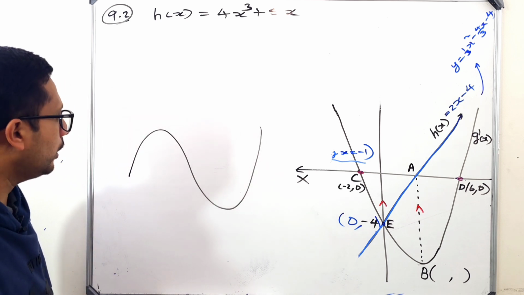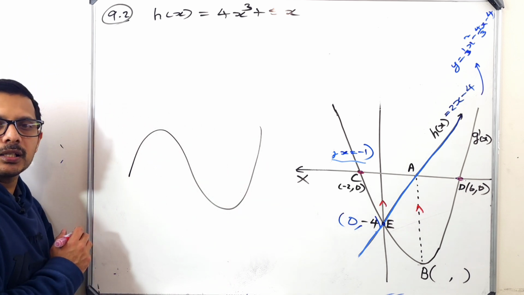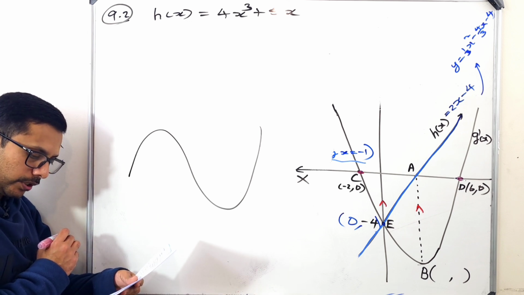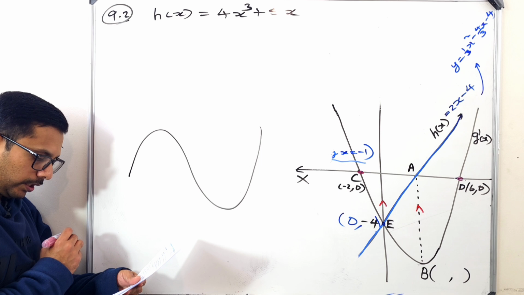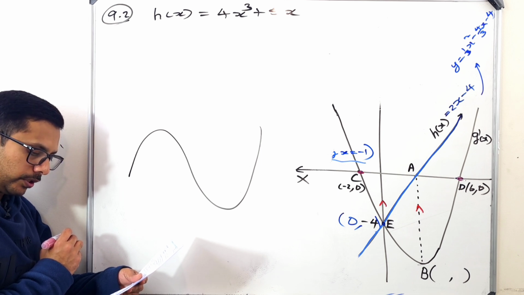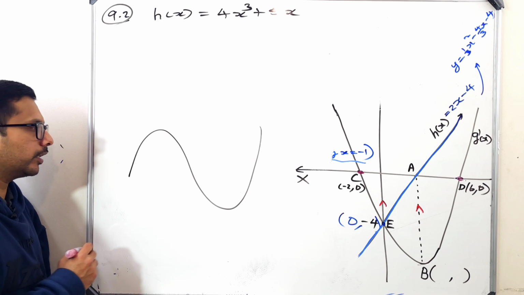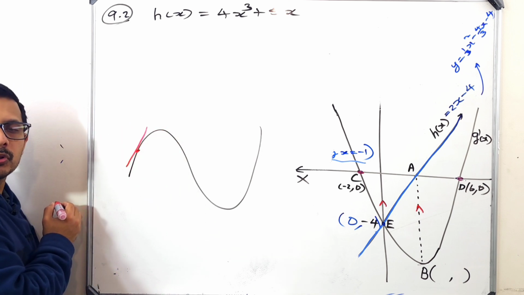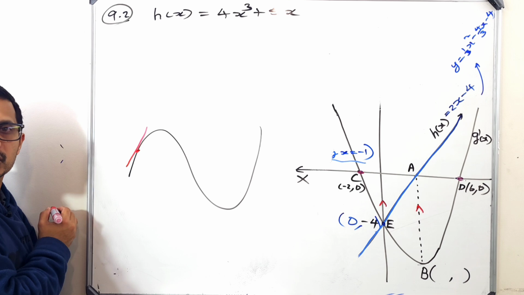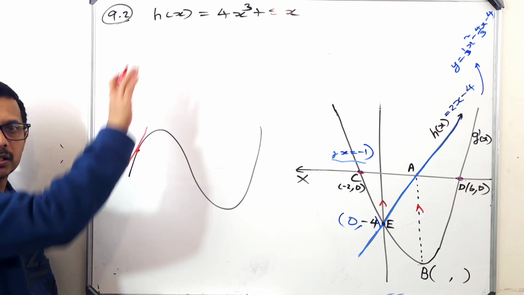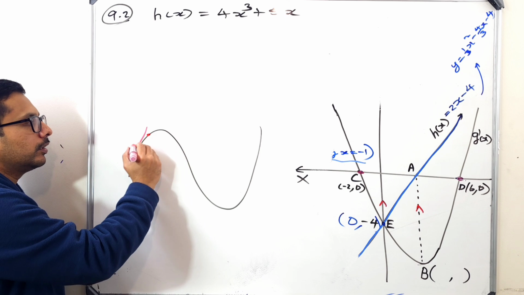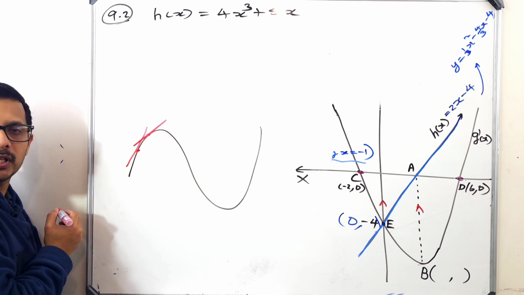Anyway, the question asks: substantiate whether it is possible to draw a tangent to the graph of h that has a negative gradient. So if I draw a tangent at this point, what about the gradient? It is positive, am I right? The tangent is increasing, that means the gradient is positive. If I draw a tangent here, is it positive or negative?